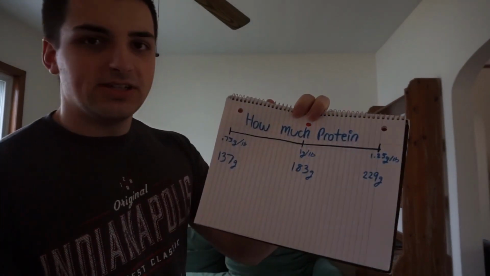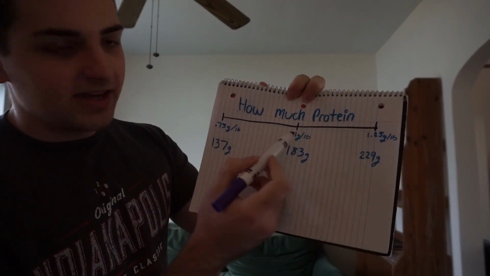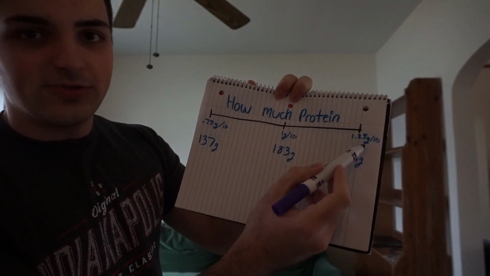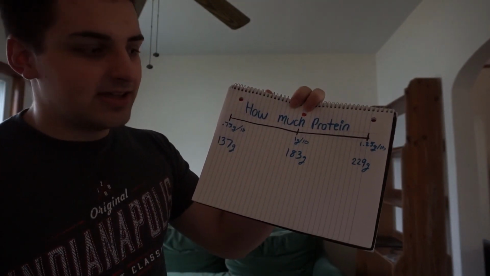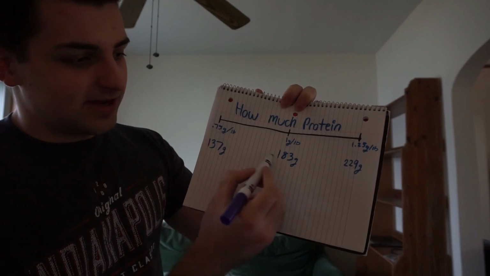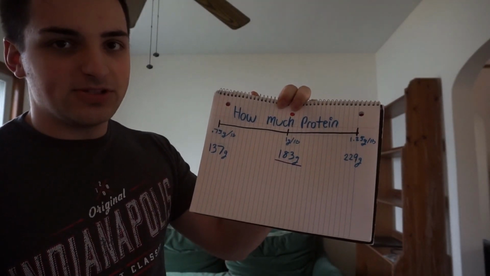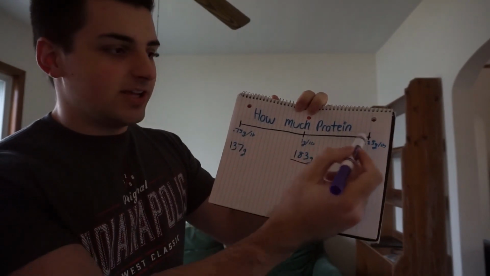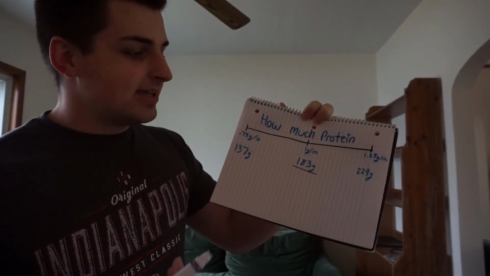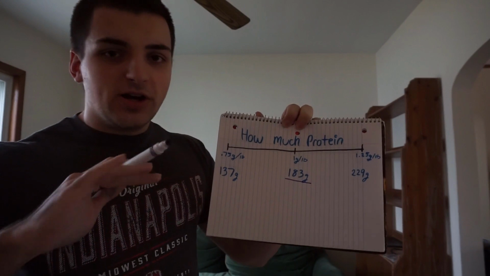Now the first macronutrient we're going to look at, or macro for short, is your protein. That's the easiest one to figure out. So here's the diagram for protein. For protein, you could either do 0.75, 1, or 1.25 grams of protein per body weight. So we said that I'm 183 pounds, so if I did 1 gram of protein, it would be 183 grams of protein.